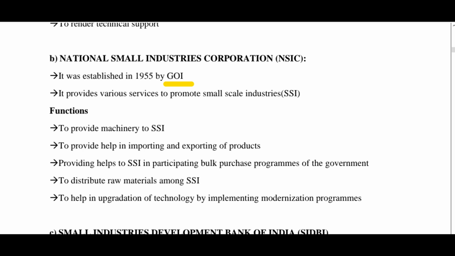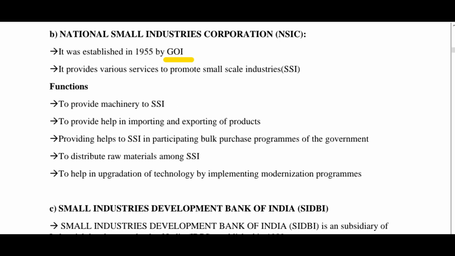To provide machinery to SISI, to provide help in importing and exporting of products. It helps small scale industries in participating in the bulk purchase program of the government. If the government wants to buy anything in bulk, it notifies them and helps them to sell their products to the government. Government does bulk purchases sometimes.